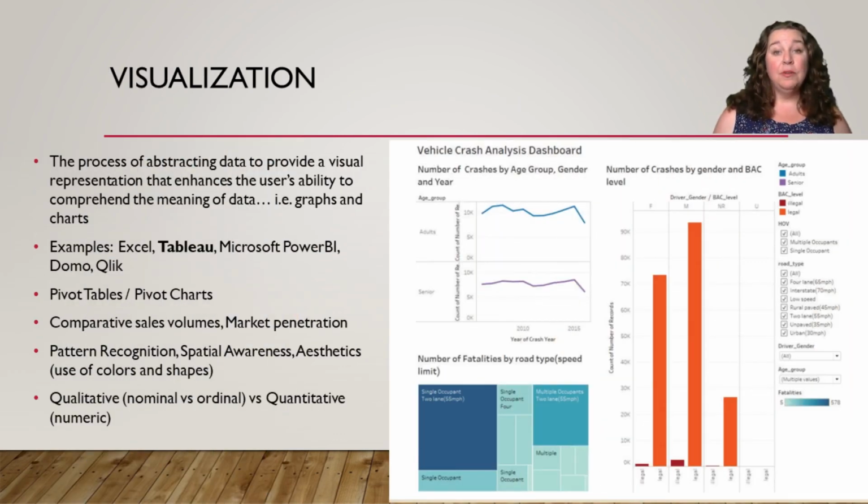The last section before the end of this chapter, I know it's been a very long one, is visualization. Visualization is one of the most important parts about data warehousing, because if you think about data warehousing as a way to get data out so that you can make business decisions, you need the people to understand what the data told you. And sometimes giving people lists of numbers doesn't do it for you. So visualization is the process of abstracting data to provide a visual representation that enhances the user's ability to understand and comprehend the meaning of the data. In other words, graphs and charts.